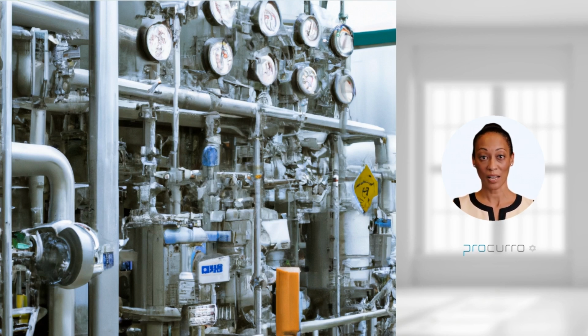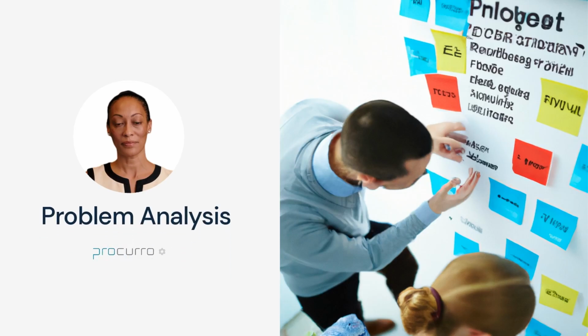A systemic problem refers to a complex issue that arises from the interrelationships and interdependencies of various components within a system. For example, climate change is a systemic problem that affects various components of the Earth's ecosystem and requires a systemic intervention. Next, we move on to problem analysis.